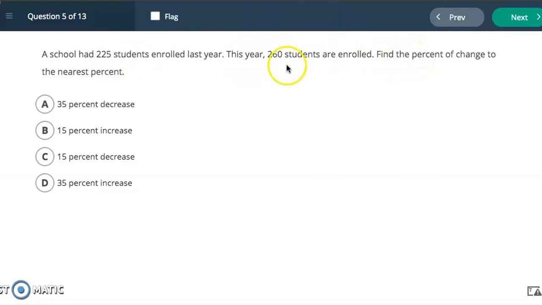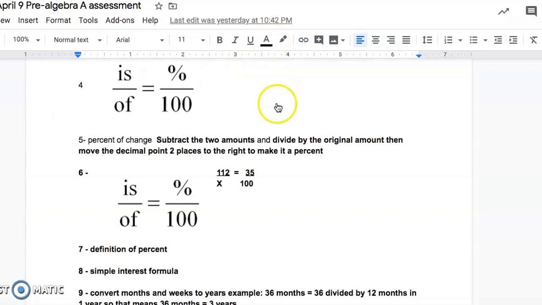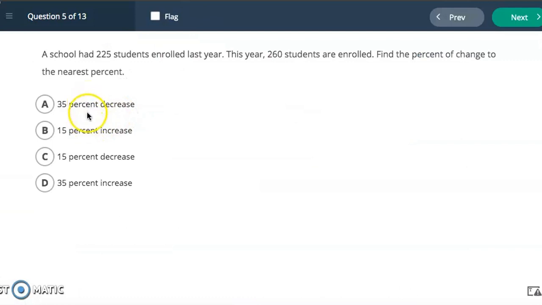So once you subtract and then divide by the original, you'll get a decimal. Move the decimal point 2 places to the right to make it a percent right there. And then you'll decide, is that an increase or a decrease? Think about it. I'm going to give you another clue right now. Hope you're paying attention.